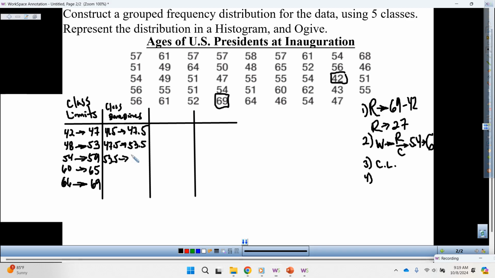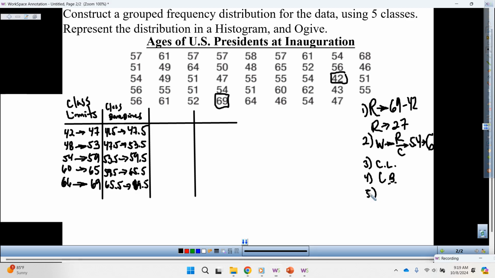53.5 to 59.5. Pass someone. 59.5 to 65.5, and pass someone for the last boundary. 65.5 to 69.5. All right, that was step 4, class boundaries.